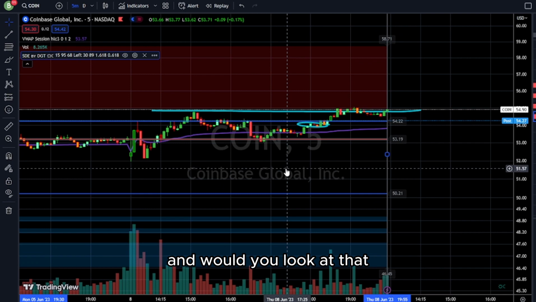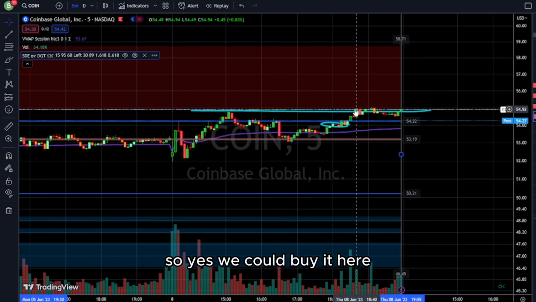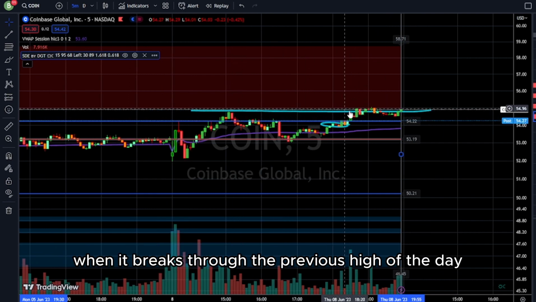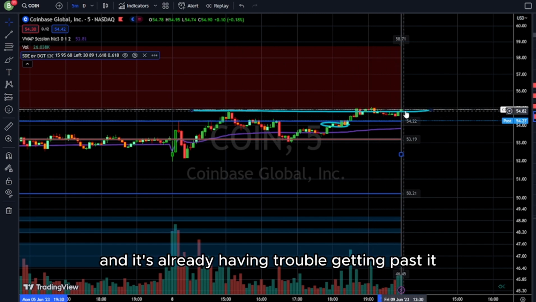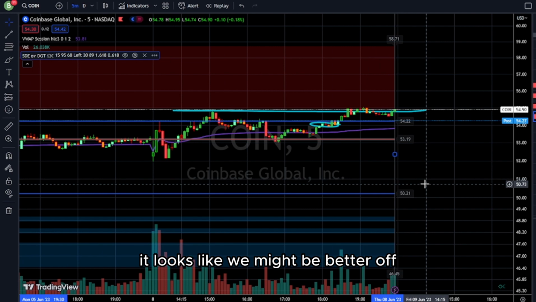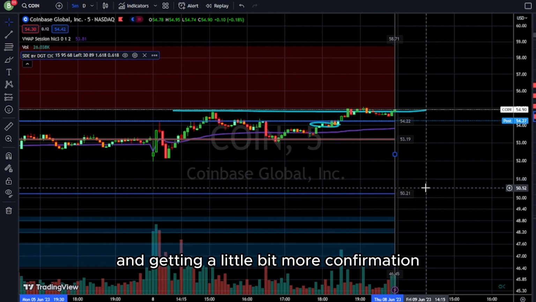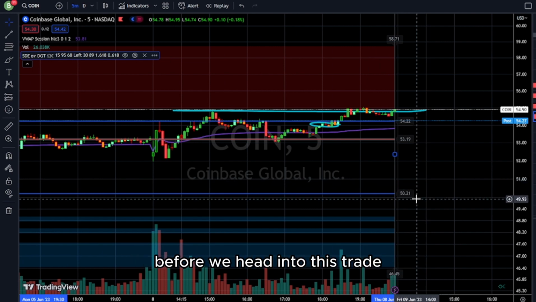And would you look at that? So yes, we could buy it here when it breaks through the previous high of the day, but it's looking like it's going to go straight into this zone, and it's already having trouble getting past it. In this case, it looks like we might be better off waiting a little bit and getting a little bit more confirmation before we head into this trade.